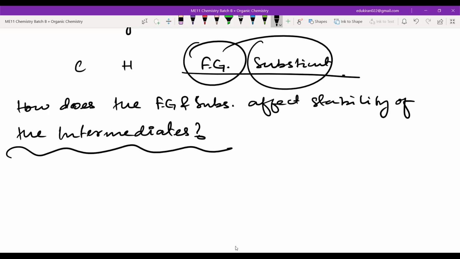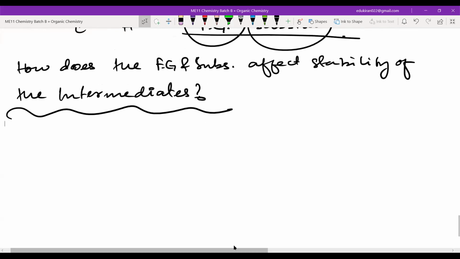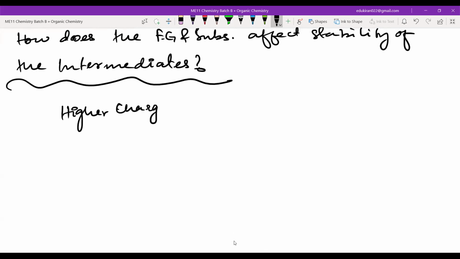Now to answer this question, stability of intermediates, that means what? One thing that we have learned earlier is that higher charge, rather higher charge density, is bad, na? It means low stability.